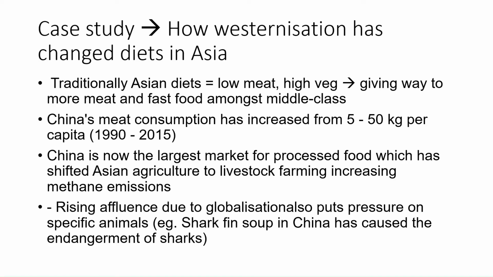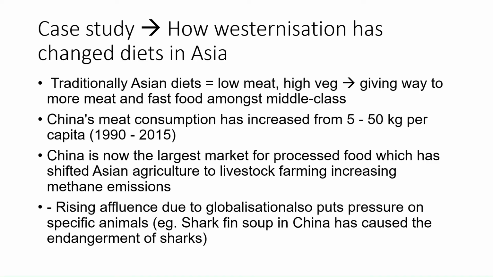A key fact you need to know is that China's meat consumption increased from 5 to 50 kilograms per capita between 1990 and 2015. So people are eating 45 kilograms more meat per year, which is quite crazy. China is now the largest market for processed food, which has shifted Asian agriculture to livestock farming, increasing methane emissions.